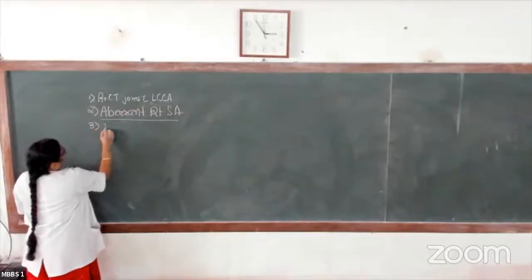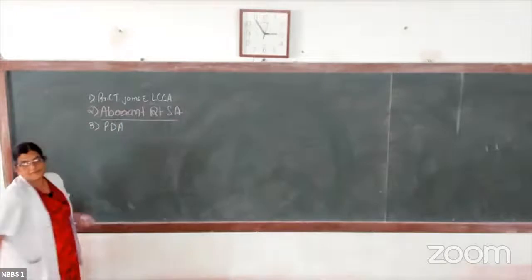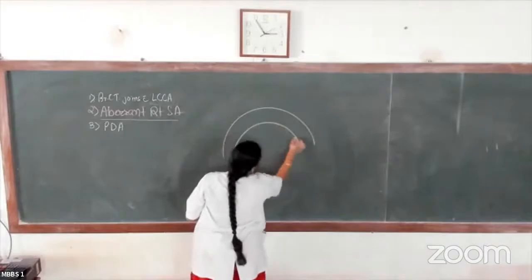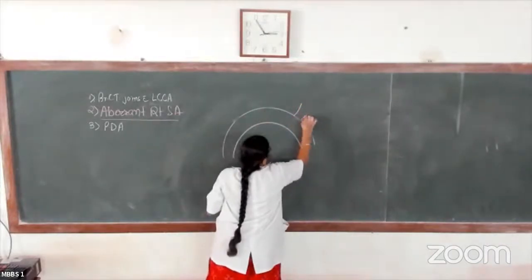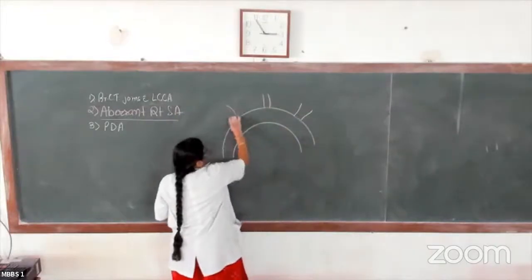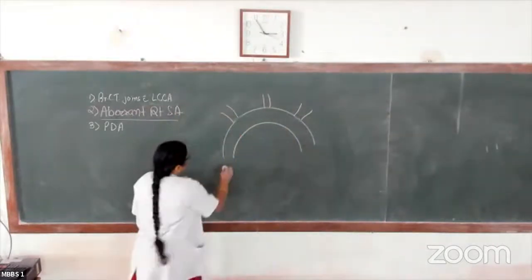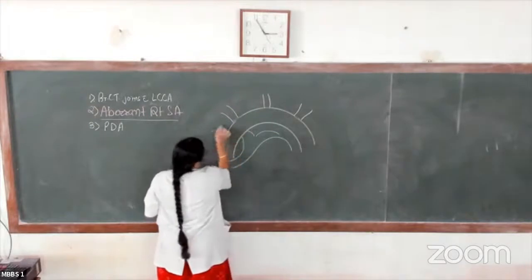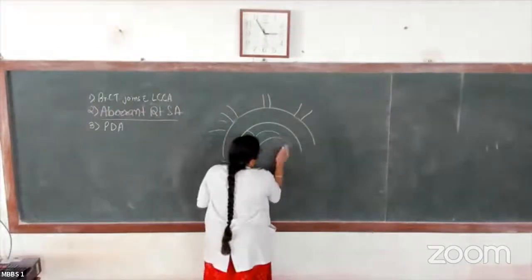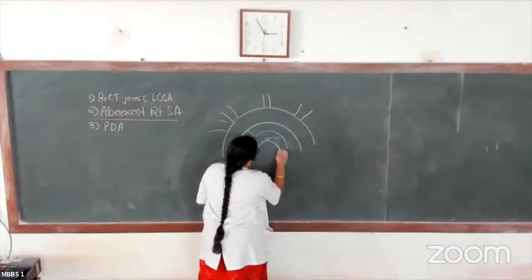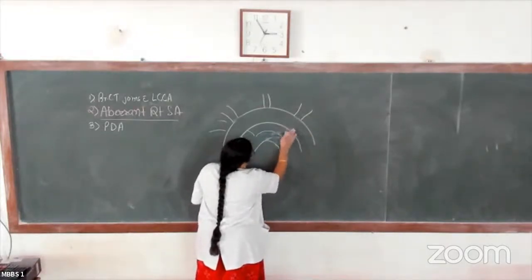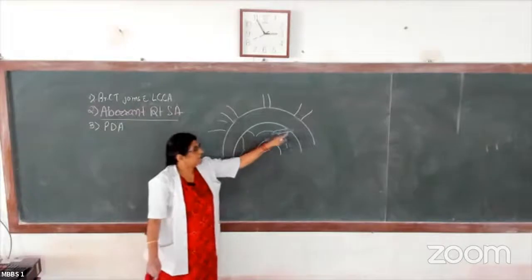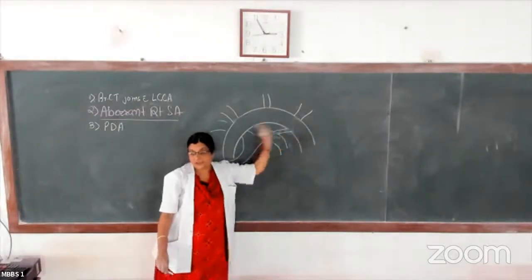Then next you get patent ductus arteriosus. Now what is the function of ductus arteriosus? There is an arch of aorta like this, which has three big vessels here, and then the pulmonary trunk is coming like this and dividing into two. Now this is a ductus arteriosus, which connects the left pulmonary artery to the arch of aorta.